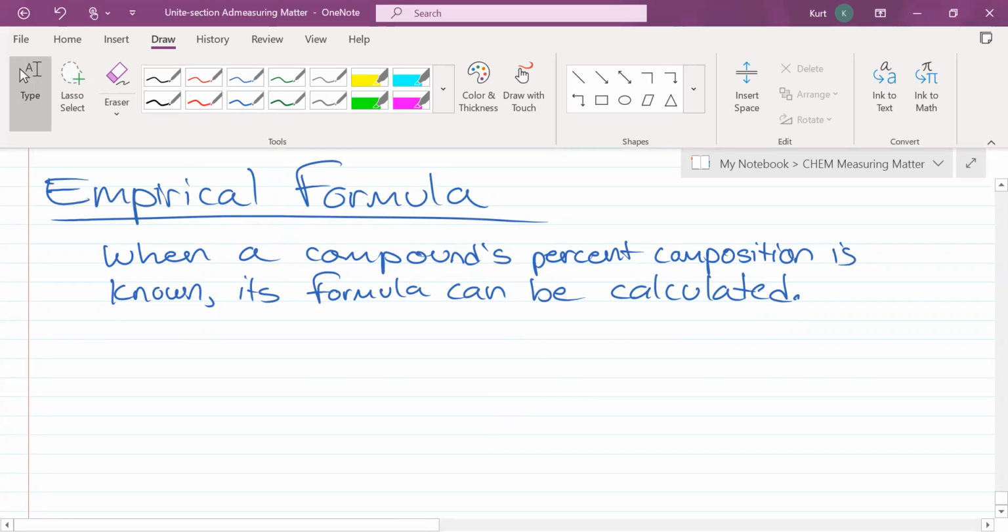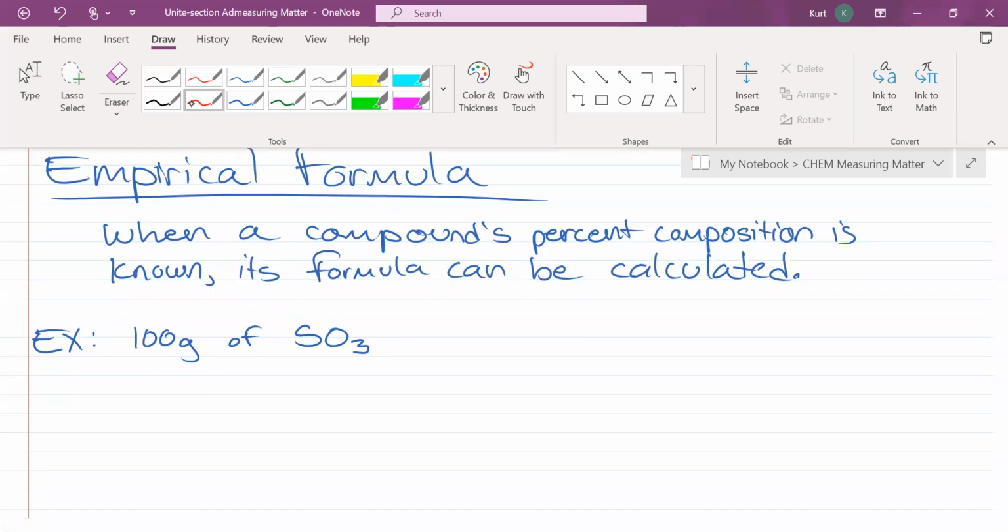So here is our example. You have 100 grams of sulfur trioxide. You first need to calculate the percent composition. I'm going to let you guys do that now.